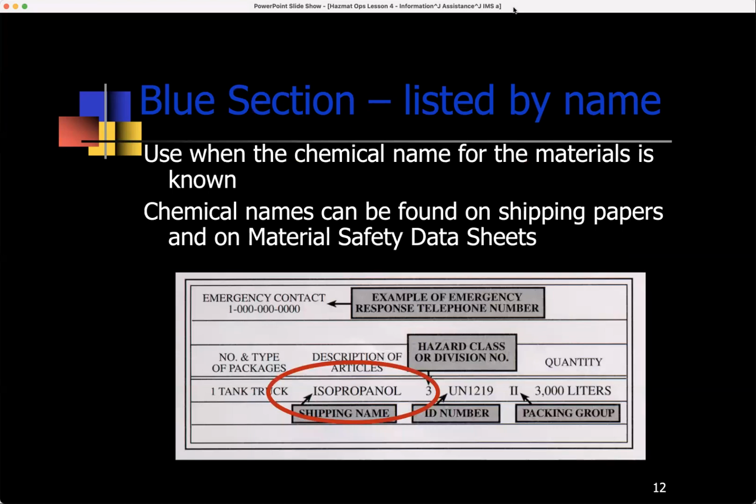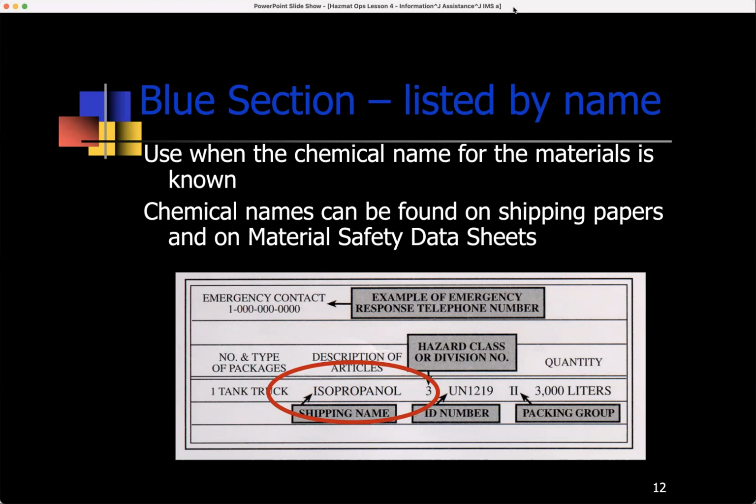The blue section, these are chemicals listed by name. That's when you know the chemical name and you're trying to find out what guide number to use. Or if it's a TIH, what protective actions you need to take. Where can you find the name? You can find them in shipping papers, in the material safety data sheets or safety data sheets. Sometimes they're stenciled on the container. That's how you know the name.